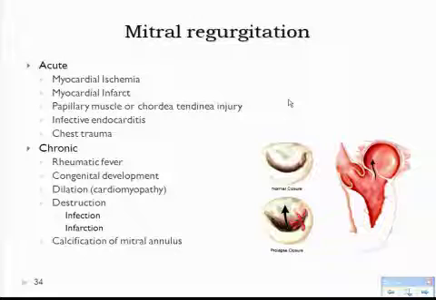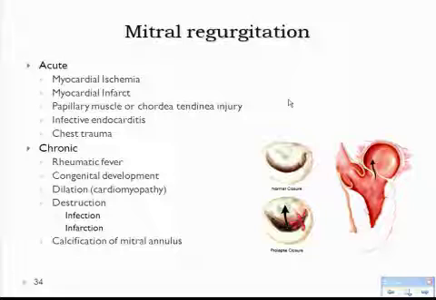And also the mitral valve, because it's such a large valve, has more surface area to accept infective endocarditis, and chest trauma may also occur. Usually that's not the most frequent valve that gets damaged, because the left ventricle is posterior in the chest, so it's less likely to be injured in comparison to the tricuspid valve. If you look at the chronic diseases where you get mitral regurg in a slower, indolent state, like rheumatic fever, congenital development can also be problems.